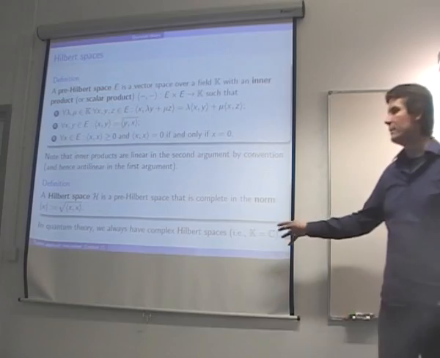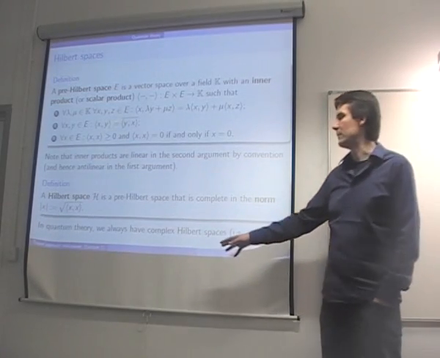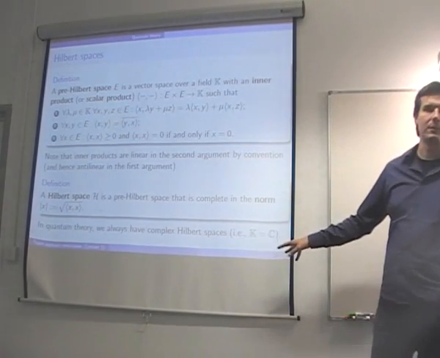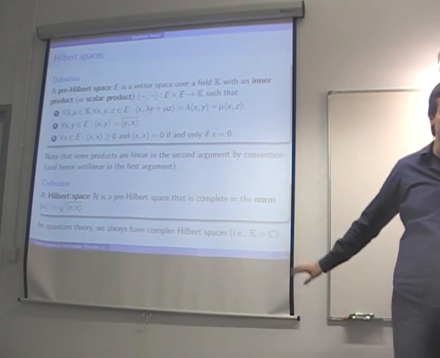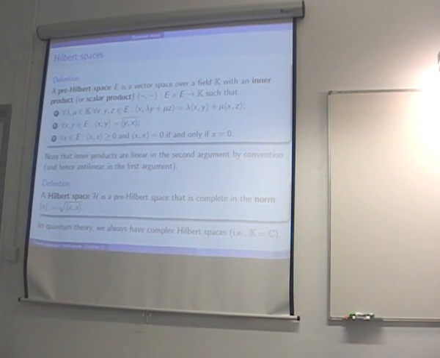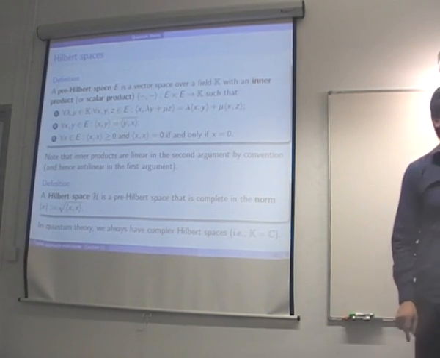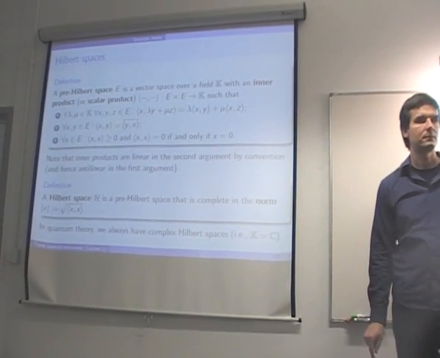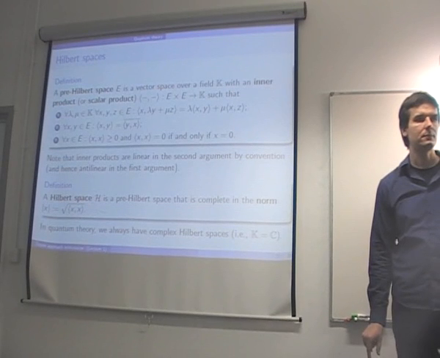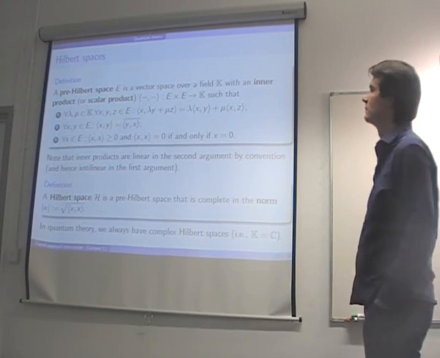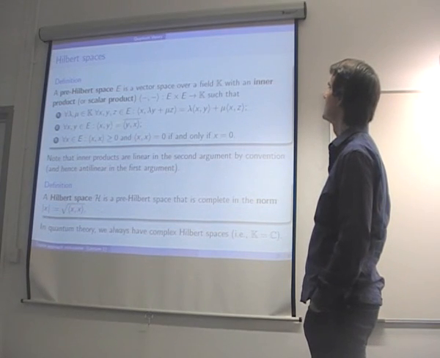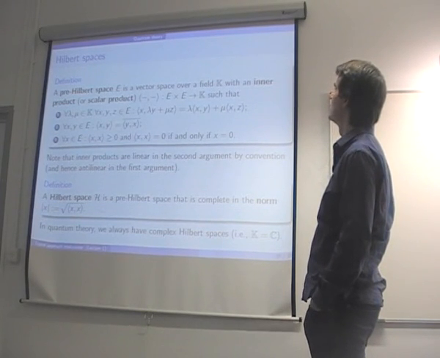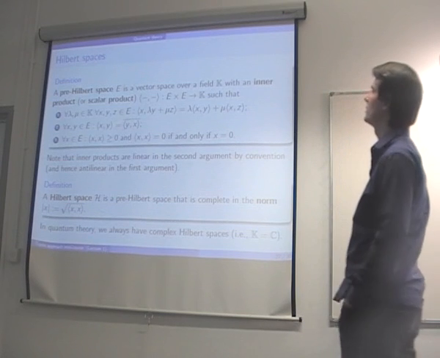And from now on, as always in quantum theory, we assume that we have complex Hilbert spaces, which just means our field is the complex numbers. This may be very stupid, but does every field have to be ordered? Because your third condition of the product assumes that. No, this is... I think it's a good question.